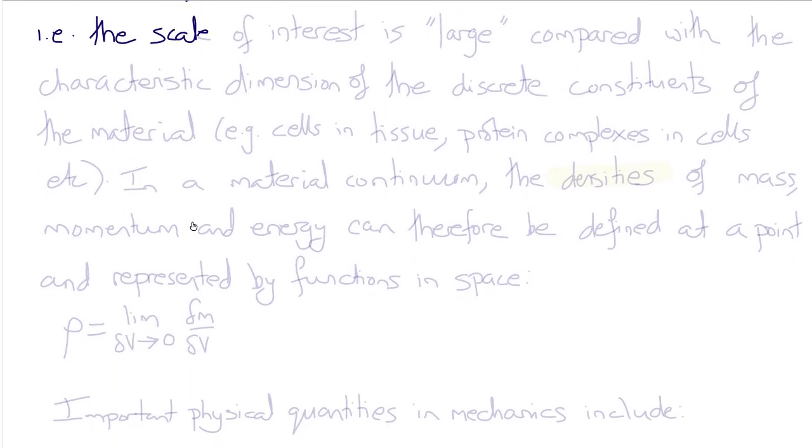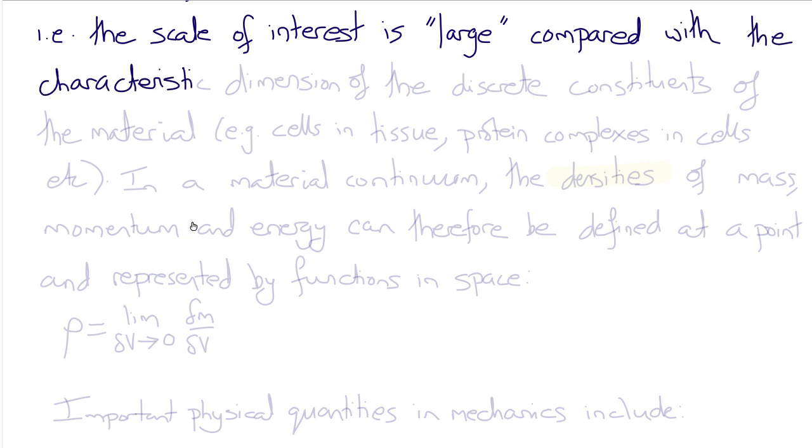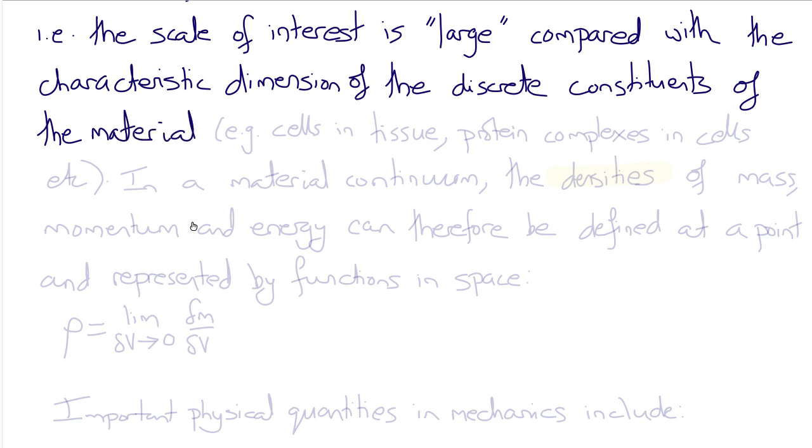So what do we mean by scale here? So what we mean is that the scale of interest of the problem is large compared with the characteristic dimension of the discrete components of the material. Now, what those are depends on the material. For example, in a tissue, it could be the size of the cells. In cells, it could be the size of the protein complexes. It's in a bucket of sand, it's the size of the grains of sand.